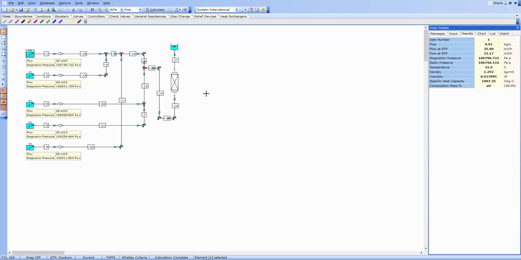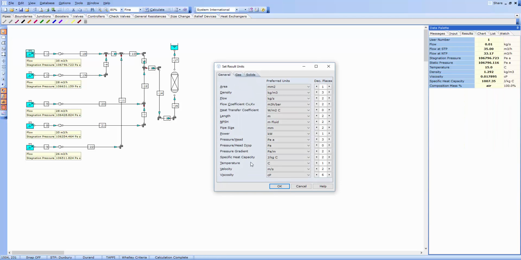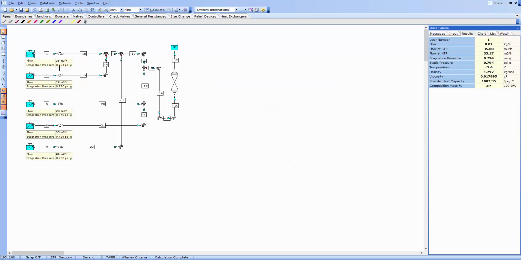And it was crucial in this system that the inlet operating pressure did not exceed 1 PSI gauge in line with API 650. So the software was used by the designer to optimize the stainless steel pipe diameters and the inlet operating pressure was below the 1 PSI gauge limit. So let's set the pressure units to PSI gauge. And you can see 0.794, 0.77 and so on. The calculated pressures at all five inlet points in the vent system are below the 1 PSI gauge threshold.